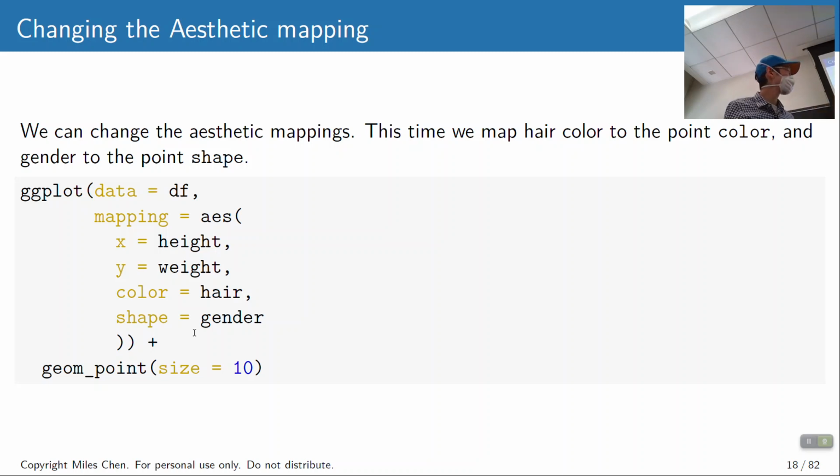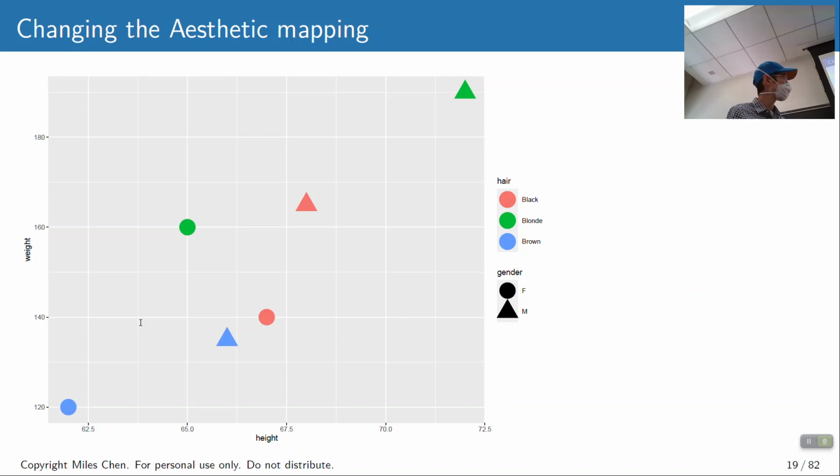So I'm going to have 3 different colors of points represented in the next graph. In my current data set, I have 2 genders represented. And so in the next plot, we will have 2 shapes appear. And so this is what we see.